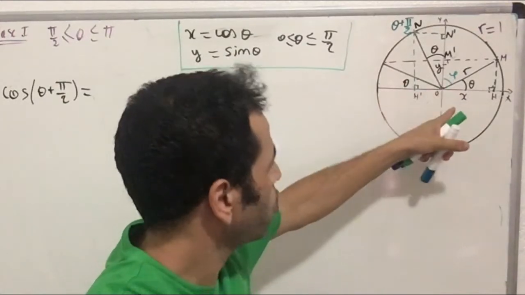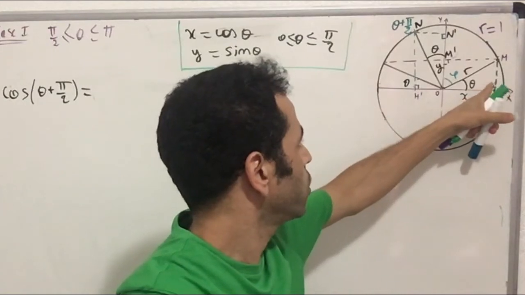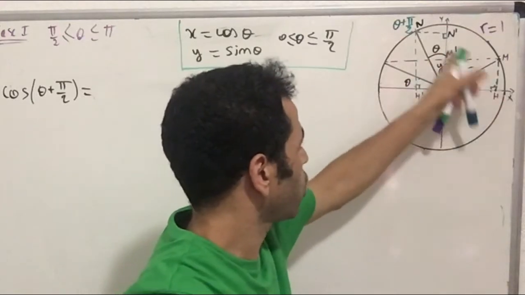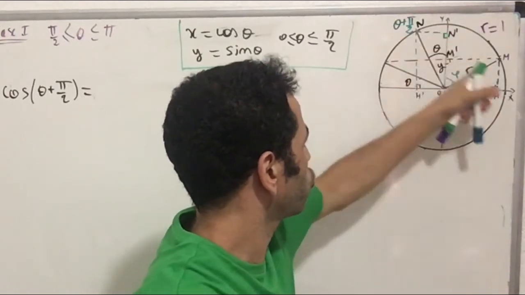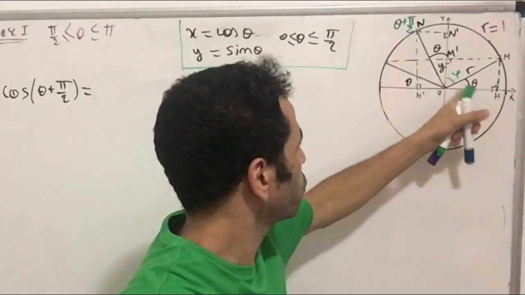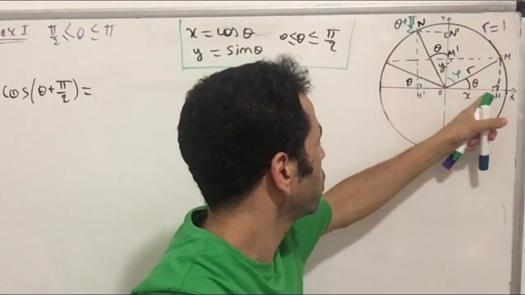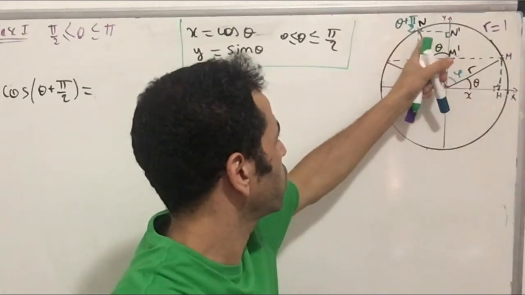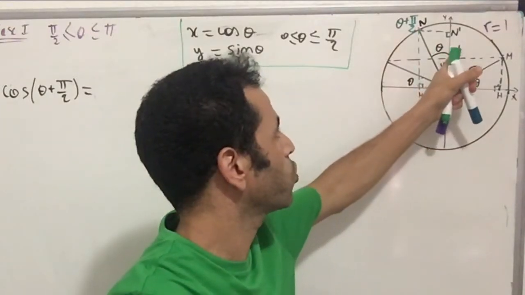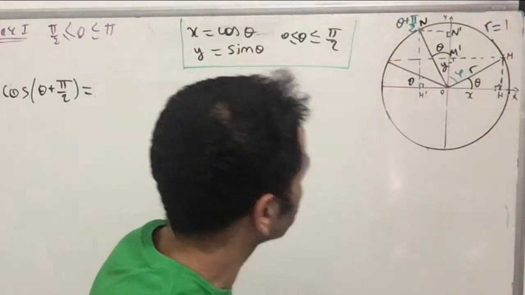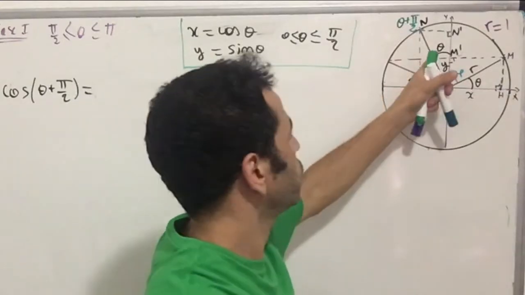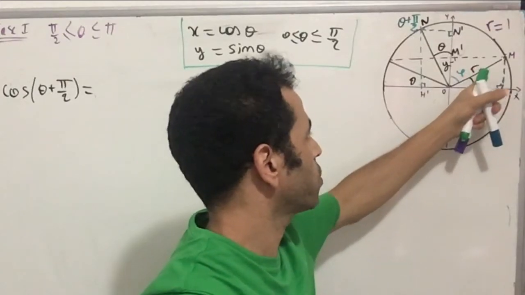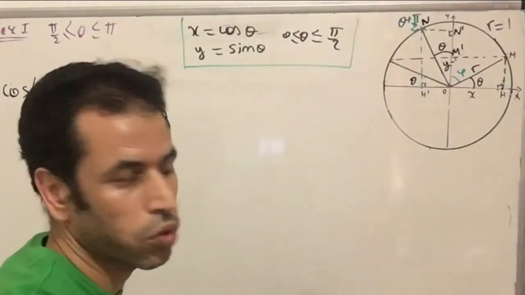Okay, also we have another triangle, which is a right triangle at the point H. So both triangles are congruent, because both are right triangles and they also have the same angle theta, because we are calculating theta plus pi over 2 due to orthogonality. And the hypotenuse of each triangle is the same distance, which is r equal to 1 because of the circle.